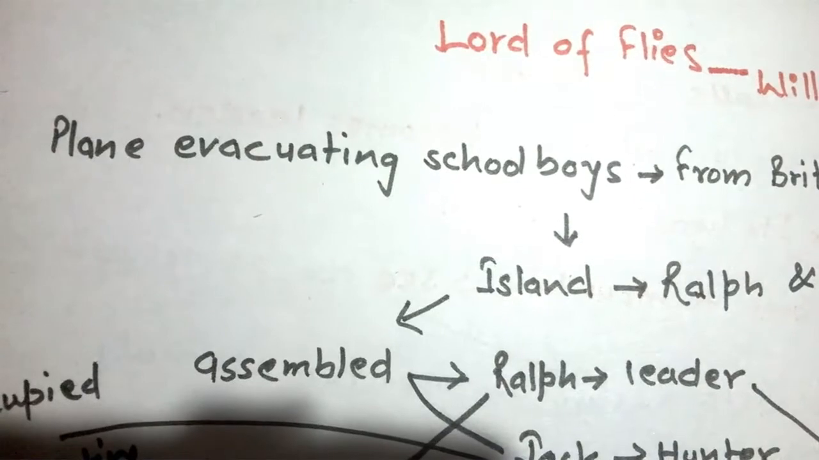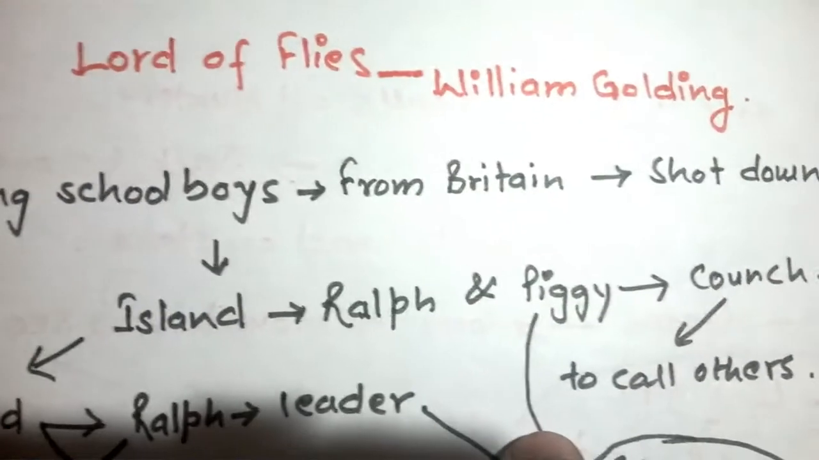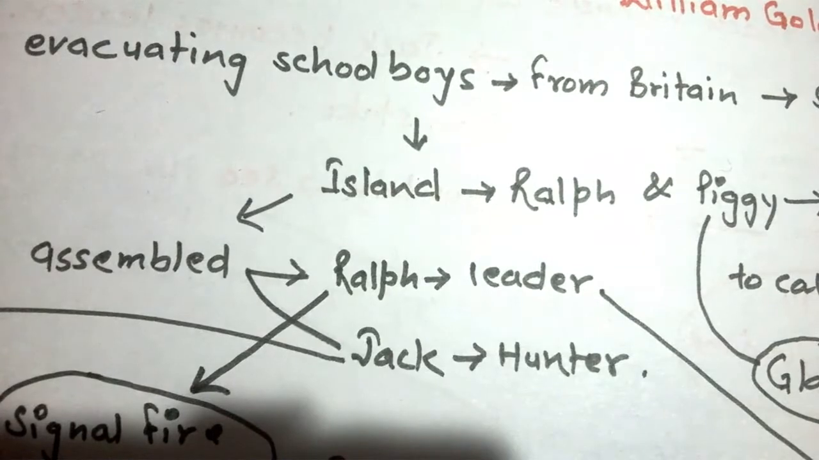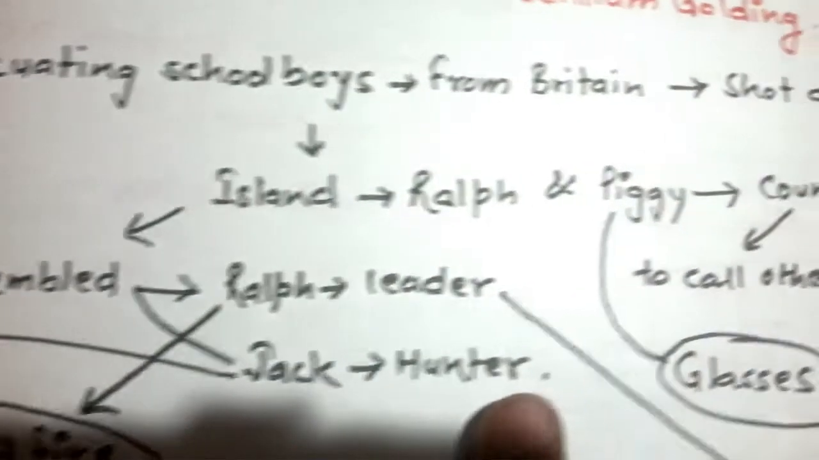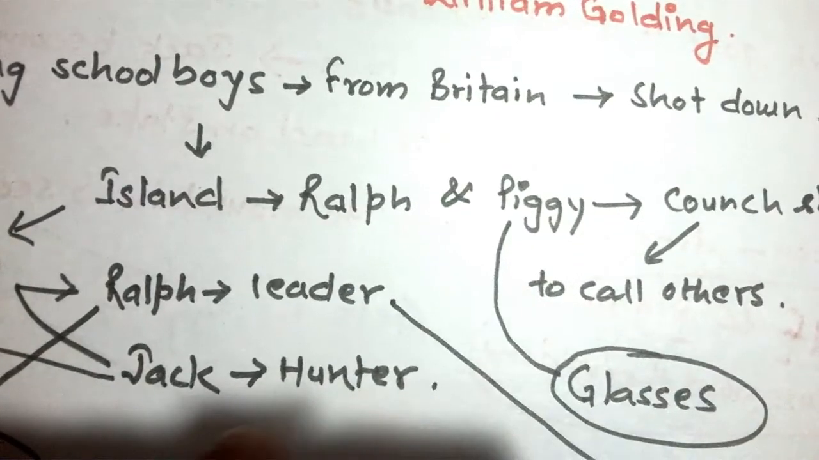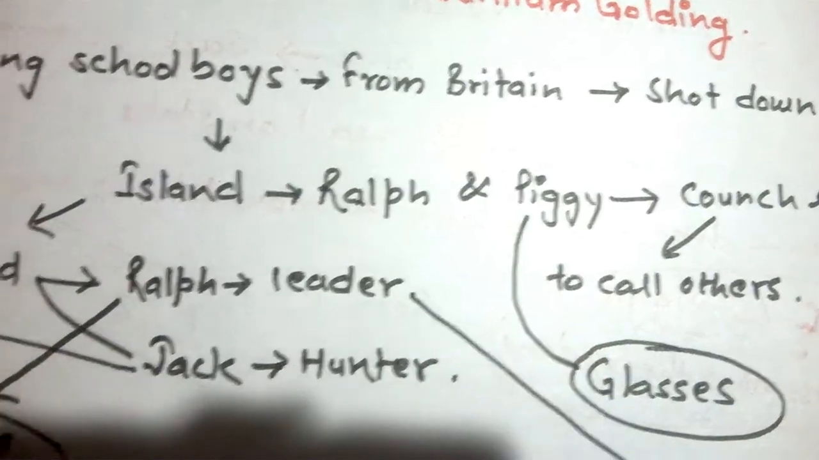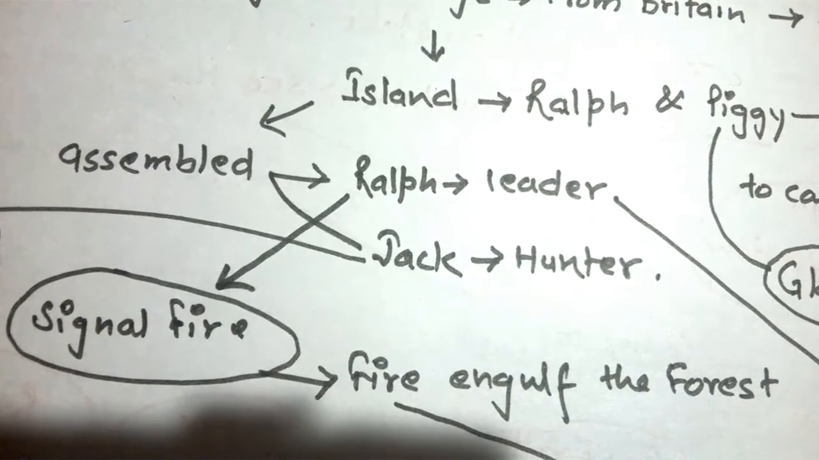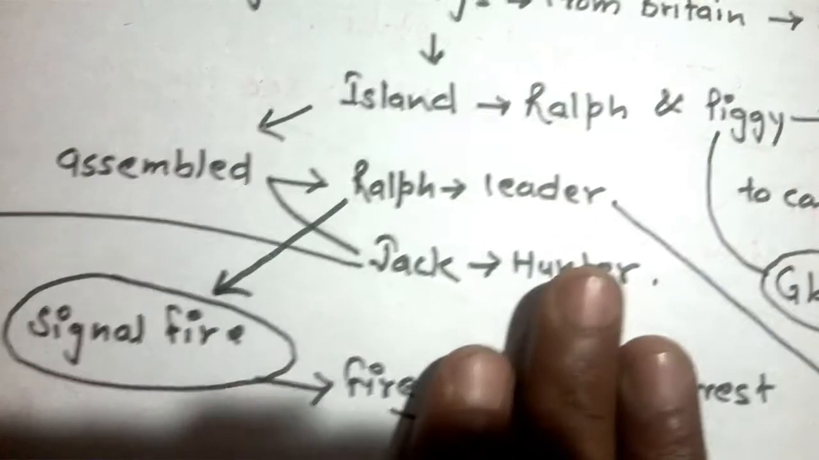A plane was evacuating schoolboys from Britain and it got shot down, and all the kids fall down on an island. There, one boy's name is Ralph and another one is Piggy, and they have some other boys like Jack, Simon, Eric. Okay, so what happens?